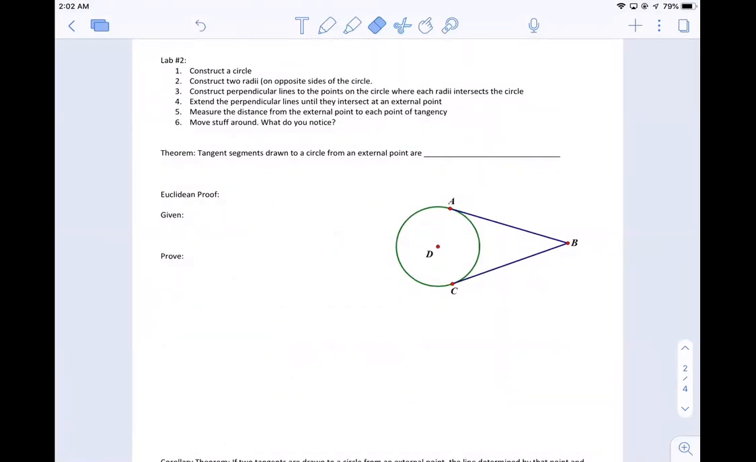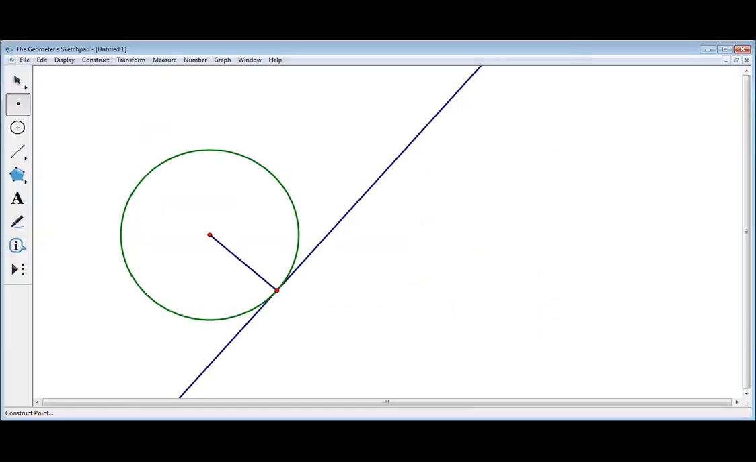All right, lab number 2. Let me go back to Sketchpad. And let's take a look at lab number 2. This one is also a quick one, right? Also something you can do on your calculator.